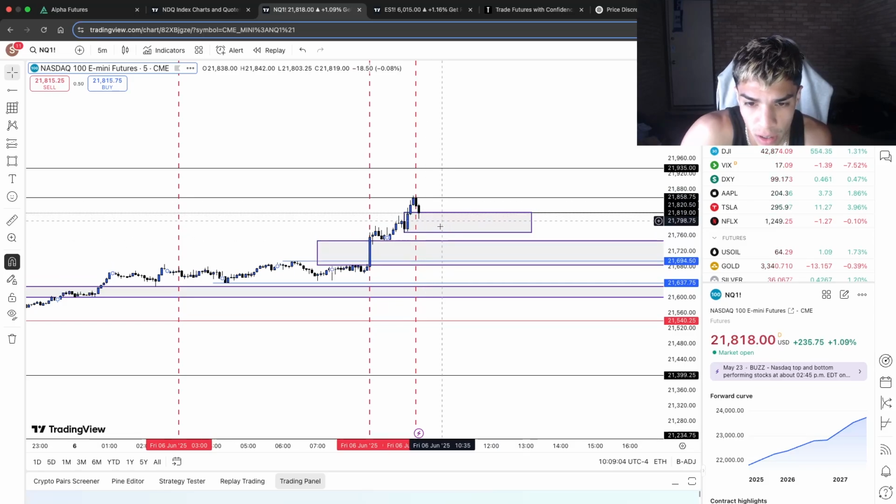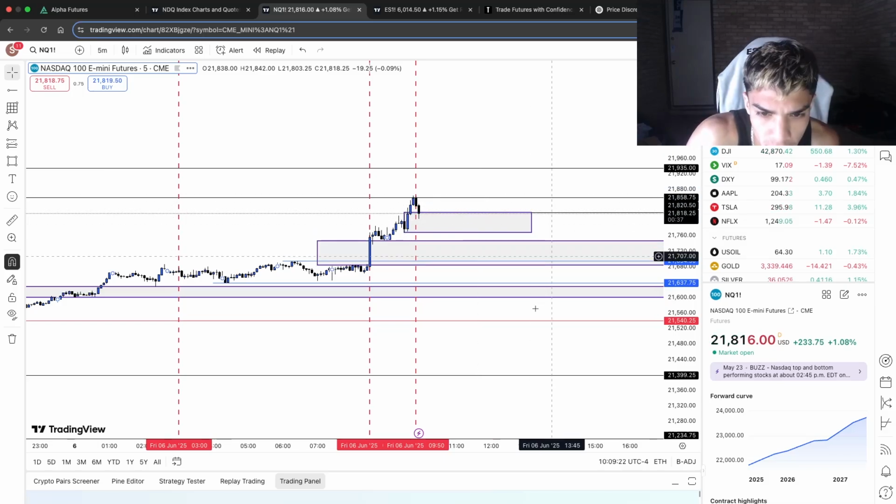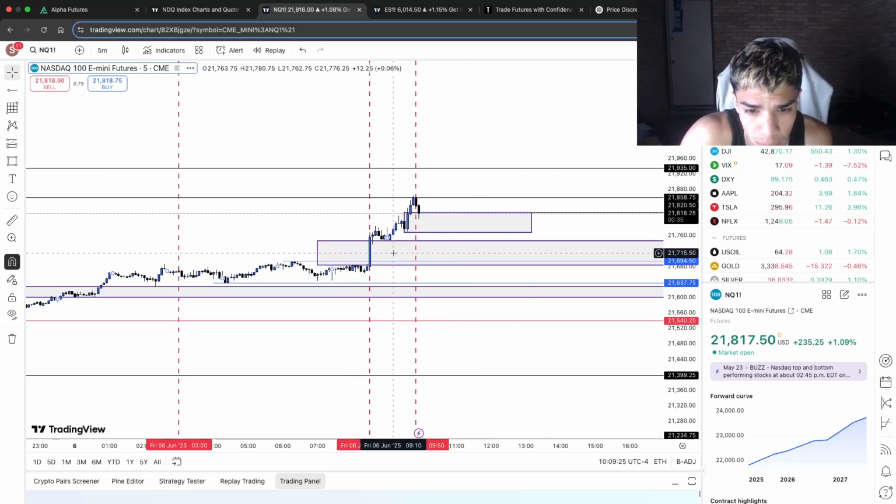But I would like to take the trade a little bit more down here, towards the bottom of the breaker / order block, so that I can get a better position. You get me? Because key levels got hit already. This is a key level. This is a key level.